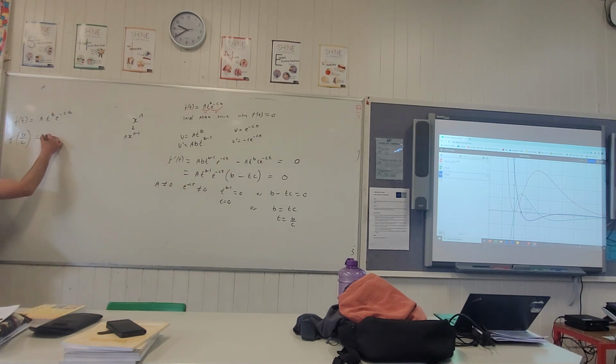That's going to be a, b on c to the power of b, e to the minus c times b on c. And we just have to process this a bit. First, e to the minus c times b on c. See how you've got c at the top and c at the bottom, that cancels. So what this is, is a, b on c to the b, e to the negative b.